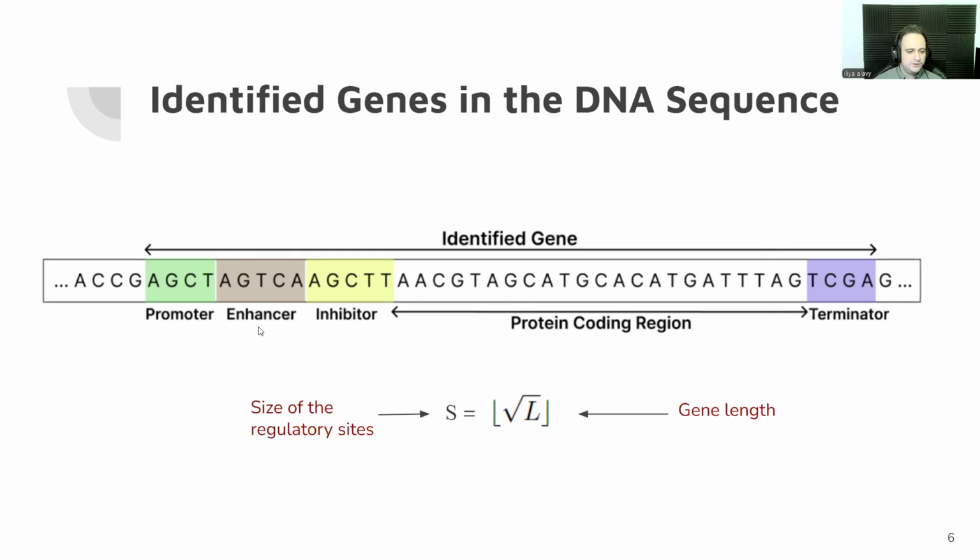And the size of the regulatory sites, meaning enhancer, inhibitor, and also the genetic marker for the protein produced by this gene, they are the same in our system, and it's calculated by getting the square root of the size of the whole gene. So S is the size of the enhancer, inhibitor, and the protein marker, which is calculated using the protein coding region.